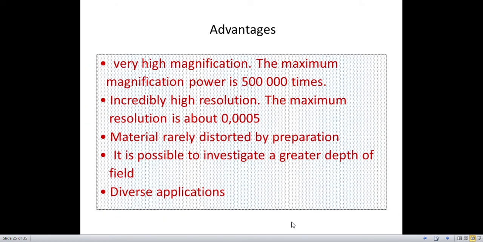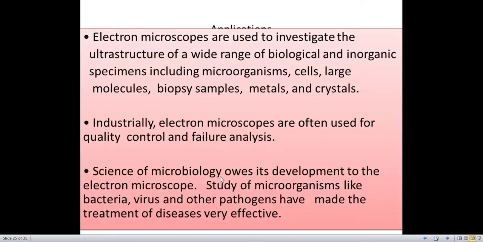What are the advantages of electron microscopes? They give very high magnification. The maximum magnification power is 500,000 times. Incredibly high resolution. The maximum resolution is about 0.0005. Material is rarely distorted by preparation. It is possible to investigate a greater depth of field, and there are diverse applications. These are the advantages of electron microscopes.